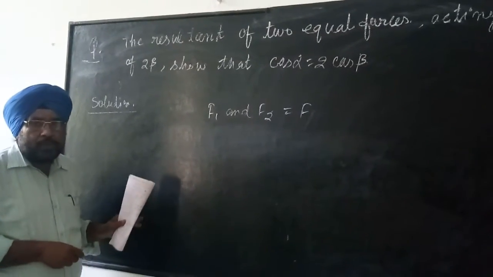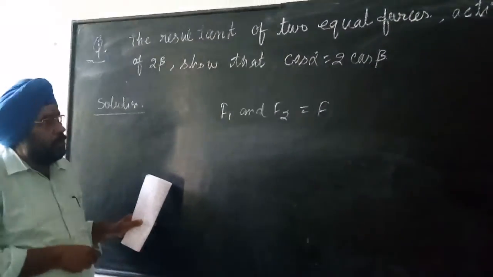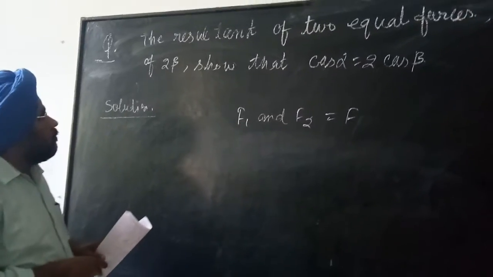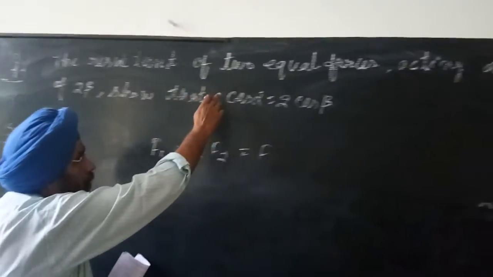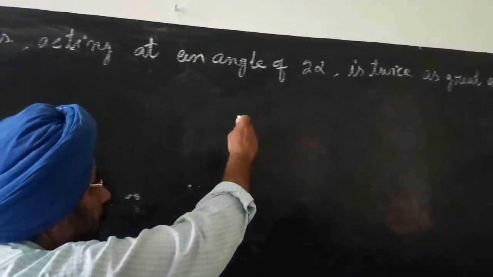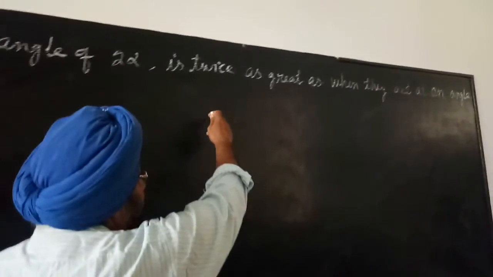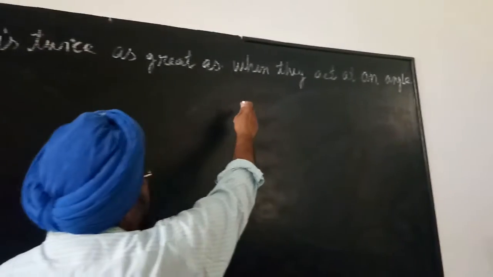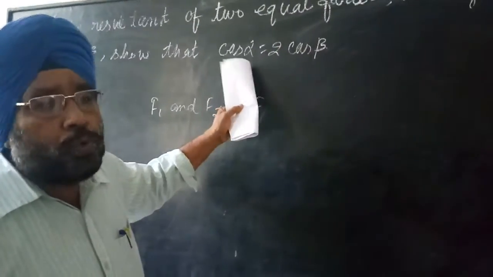Good morning students. We are doing numericals on the law of forces. The question is: the resultant of two equal forces acting at an angle of 2 alpha is twice as great as when they act at an angle of 2 beta. Show that cos alpha is equal to 2 cos beta.